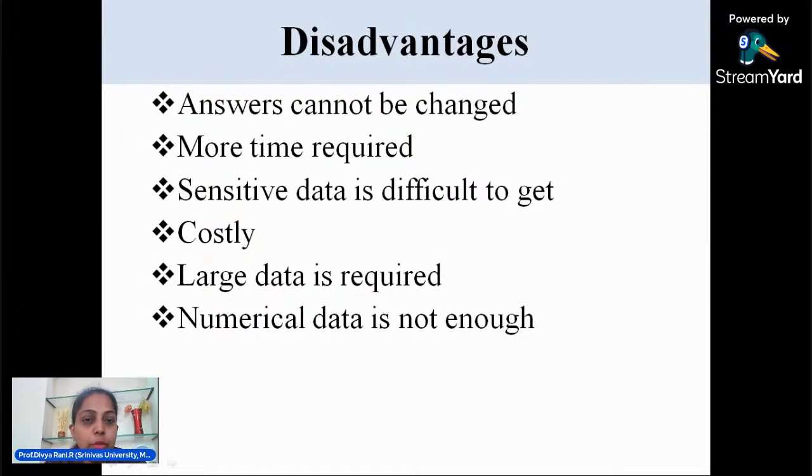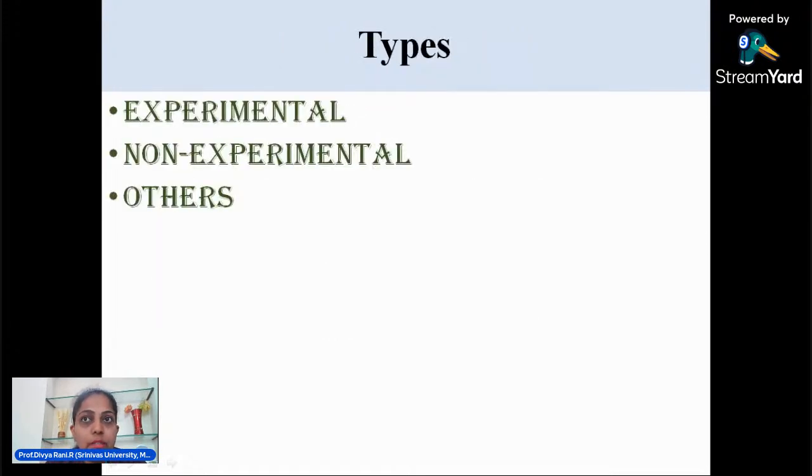Large data is required to get the result, and numerical data is not enough. Sometimes whatever numerical information you get for a particular problem may not be enough to get a proper idea regarding that problem. So that is a disadvantage.